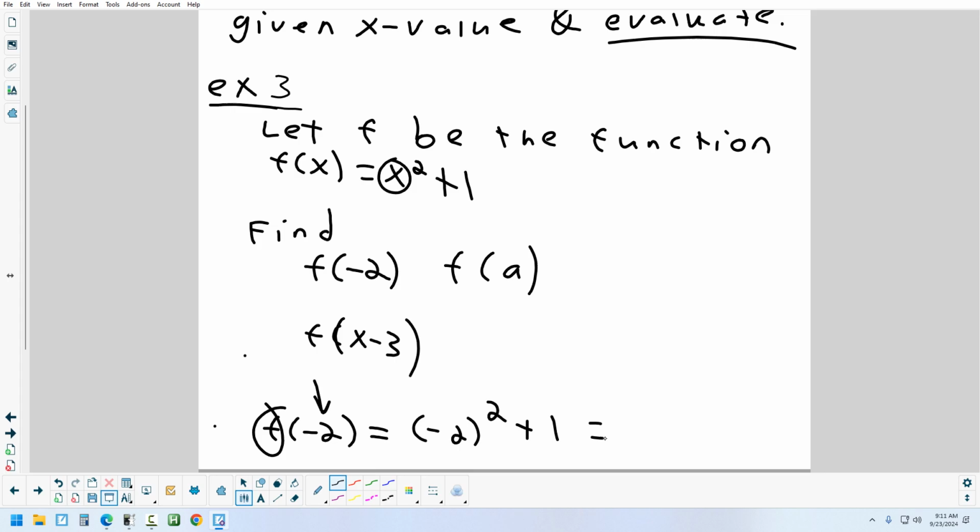plus 1. All right, Christian, what's negative 2 to the second power? Let's be 4, and then plus 1? 5.